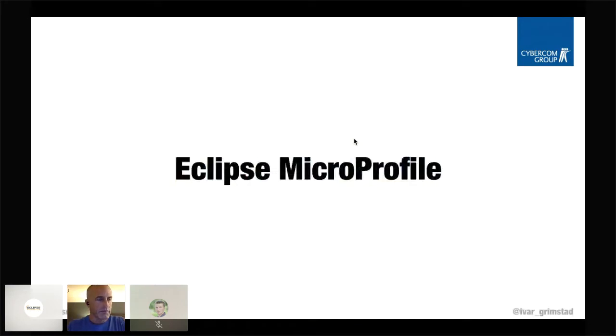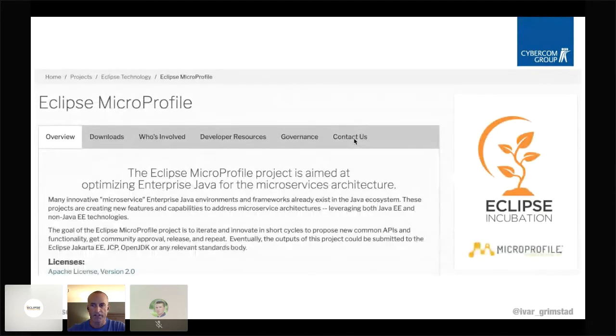MicroProfile is officially called Eclipse MicroProfile, and that is because it is an Eclipse project. You can look at the project page to find the details about it there. I'll also click around in the browser afterwards so we can familiarize ourselves a little bit with it. But what you see here, the mission is about optimizing enterprise Java for microservices. So it's all about microservices and an ecosystem around microservices, and being able to create microservices easily using the technologies we're familiar with from the Java EE or Jakarta EE world.